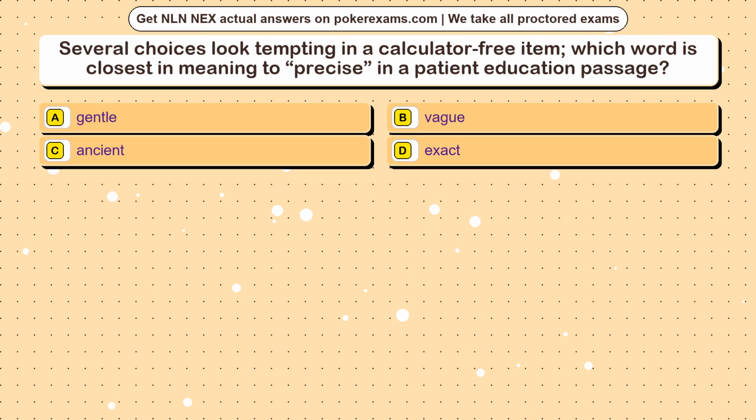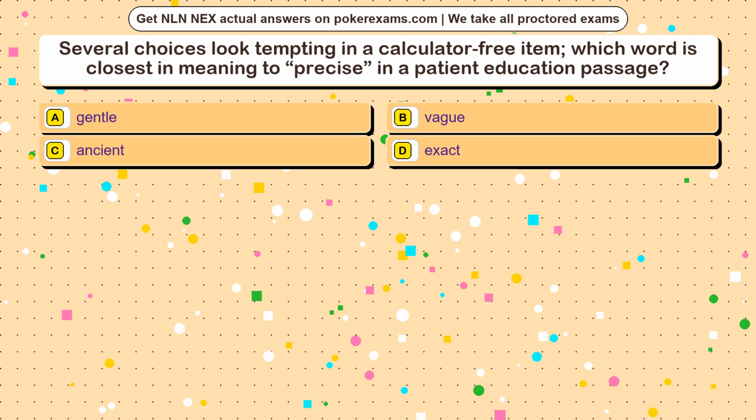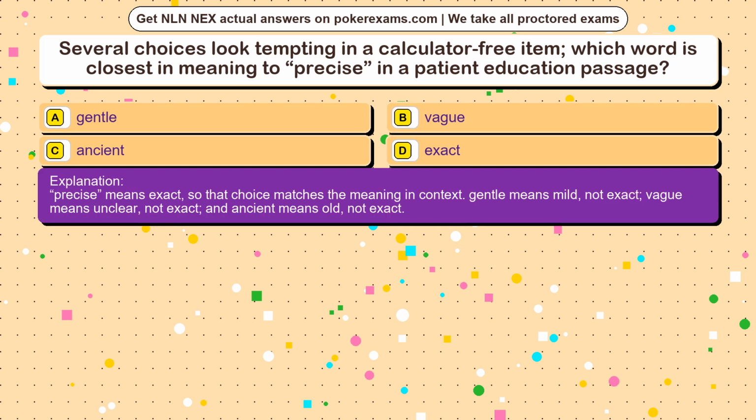Question 12. Several choices look tempting in a calculator-free item. Which word is closest in meaning to precise in a patient education passage? Option A, gentle. Option B, vague. Option C, ancient. Option D, exact. The correct answer is option D. Precise means exact, so that choice matches the meaning in context. Gentle means mild, not exact. Vague means unclear, not exact. And ancient means old, not exact.